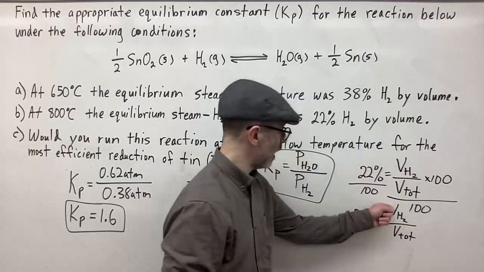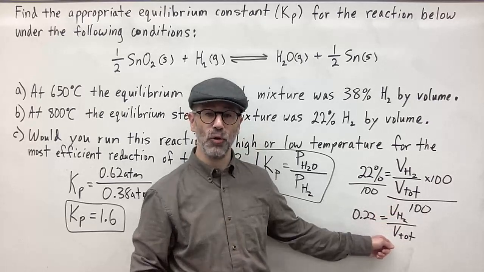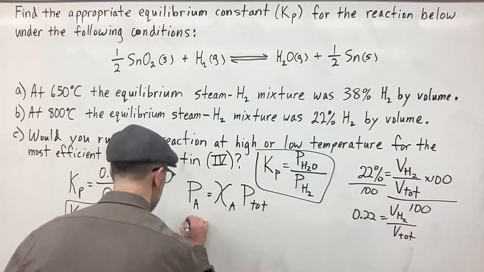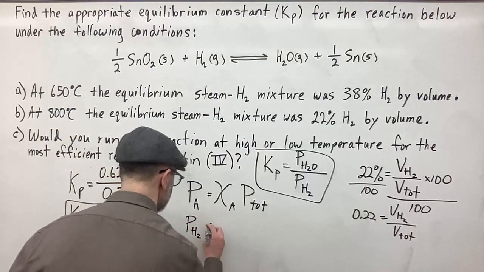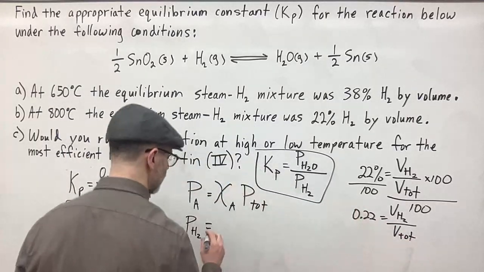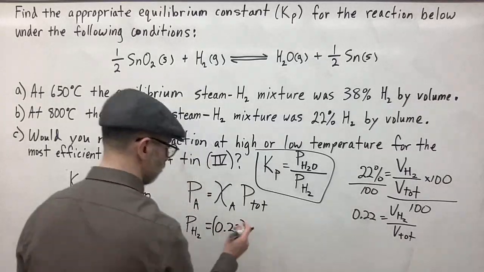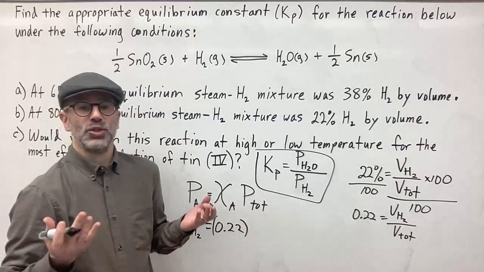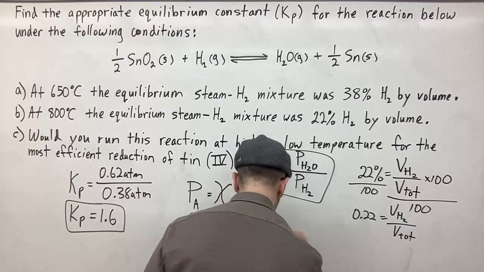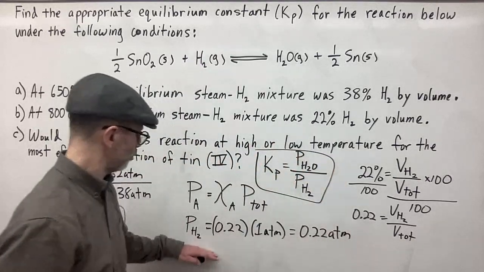So here's my volume fraction. And again, as I showed before, the volume fraction is the same as the mole fraction. So then I use this equation with the mole fraction: the partial pressure of H2 is equal to the mole fraction, which is the same as the volume fraction. So that's going to be 0.22 multiplied by the total pressure, which I'm going to assume is 1 atmosphere again. So I multiply by 1 atmosphere, and I get 0.22 atmospheres for the partial pressure of hydrogen.